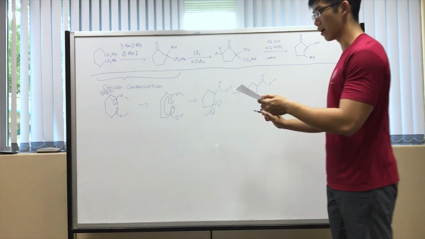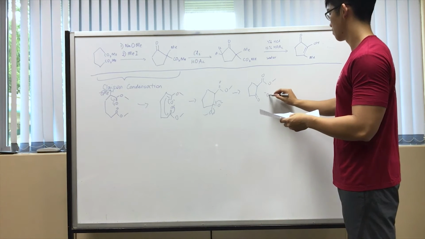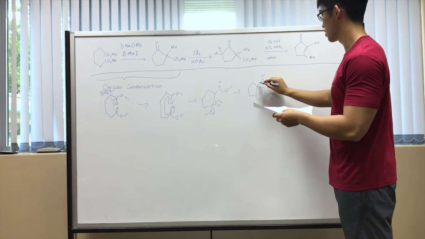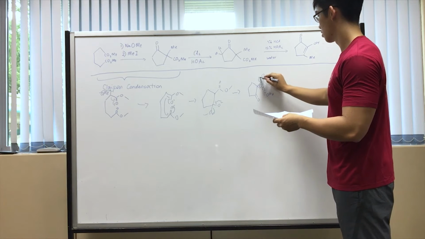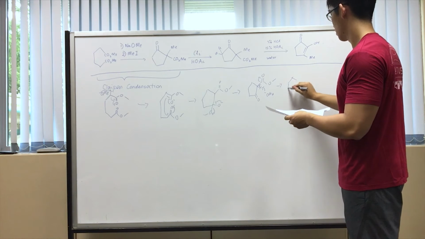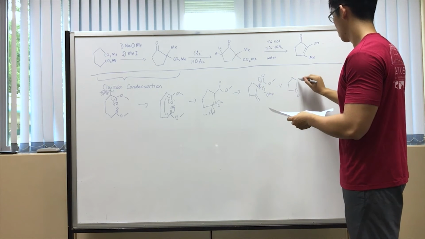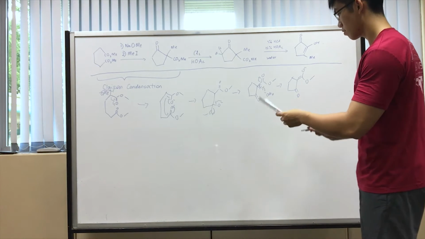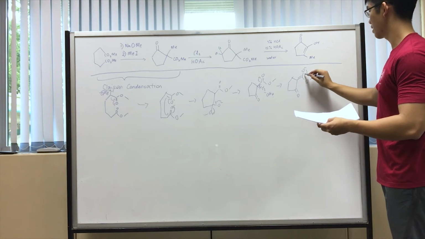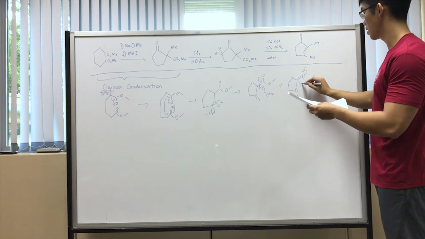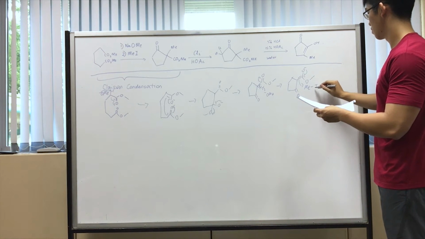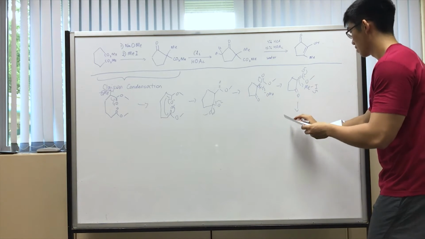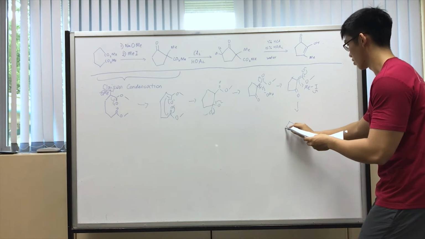So same thing as before, our base will deprotonate the alpha carbon to give us our enolate ion. And then the negative charge will go back and our double bond will attack the methyl group to give us our second product in the question.